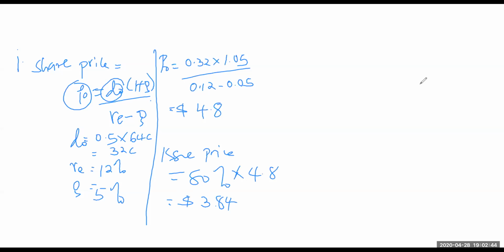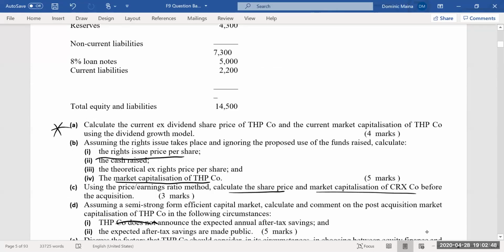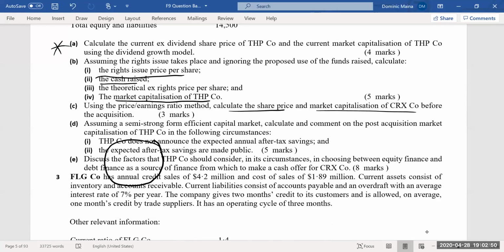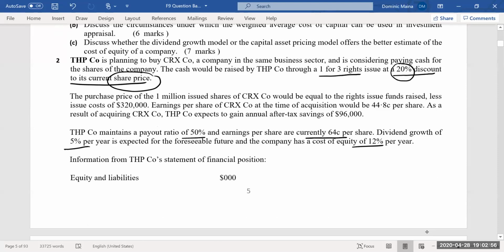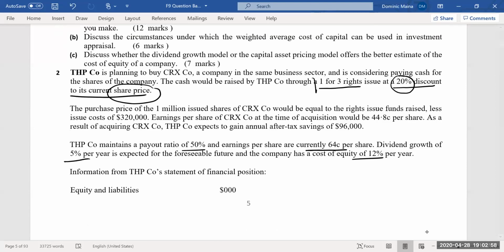The second bit of the question is asking us to get the cash to be raised. How much cash is the company going to be receiving from that issue? So don't forget, you said it's 1 for 3. If you remember the THP, it's a 1 for 3, one new share for every 3 shares the THP has.